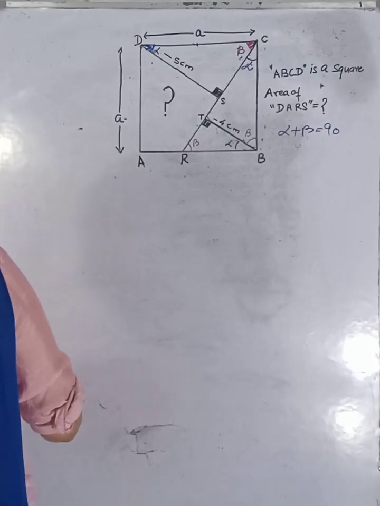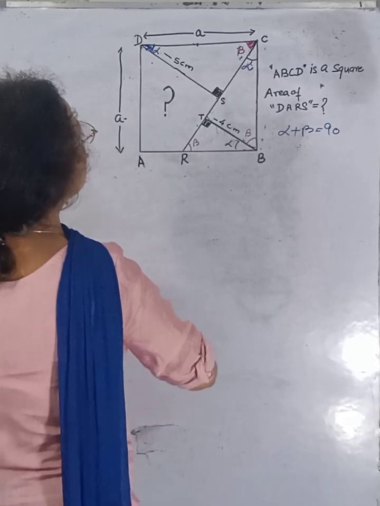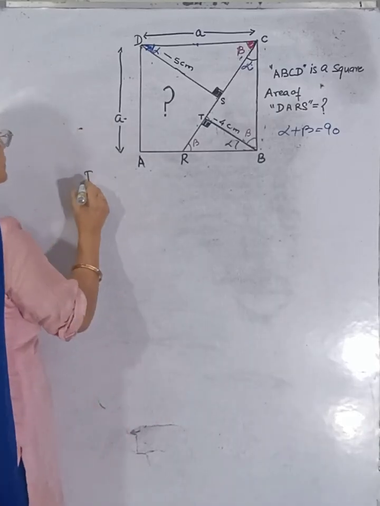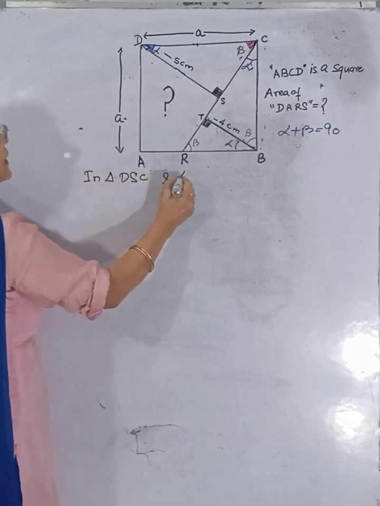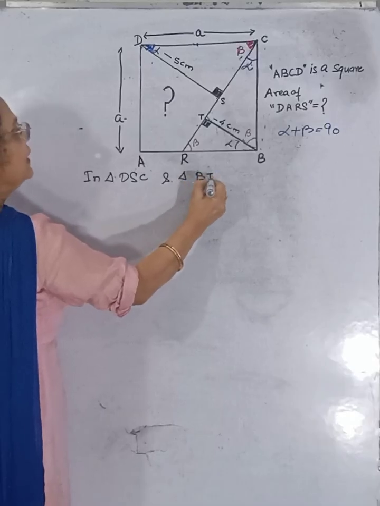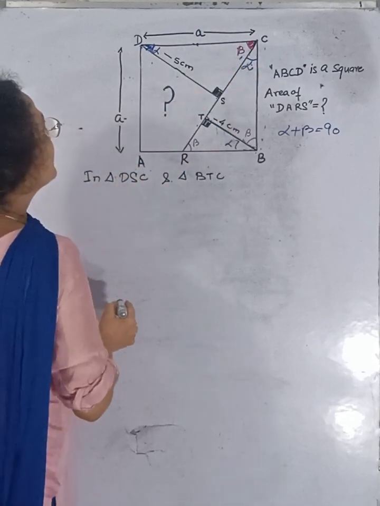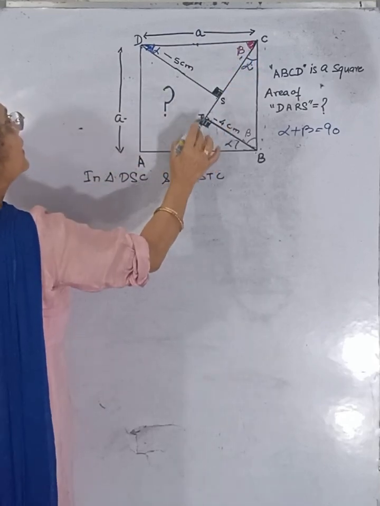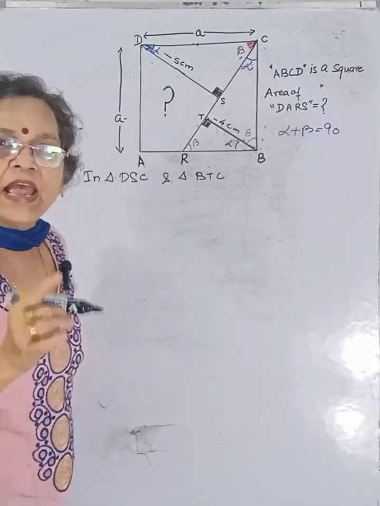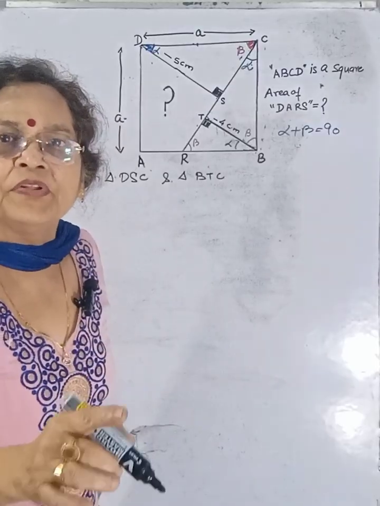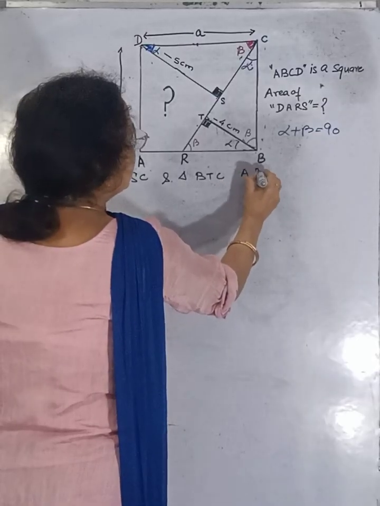Now let us consider two triangles: triangle DSC and triangle BTC. In DSC, this angle is 90 and in BTC this angle is 90. This is alpha, this is alpha. This is beta, this is beta. It means angle similarity is there between these two triangles.